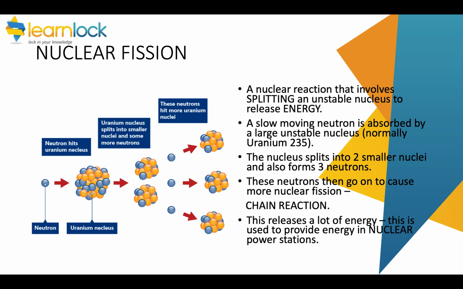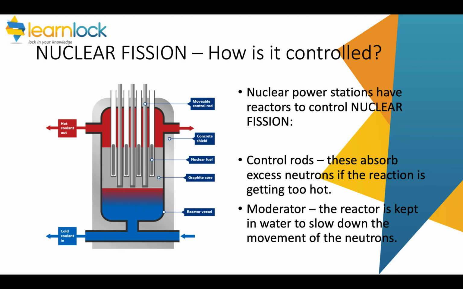Nuclear fission produces a lot of energy, and it's this reaction and the chain reaction that it creates that provides energy in a nuclear power station. Now, in a nuclear power station, the reaction has to be controlled because you don't want the chain reaction to get out of control. This is a nuclear reactor, and you can see the nuclear rods are inside the reactor.